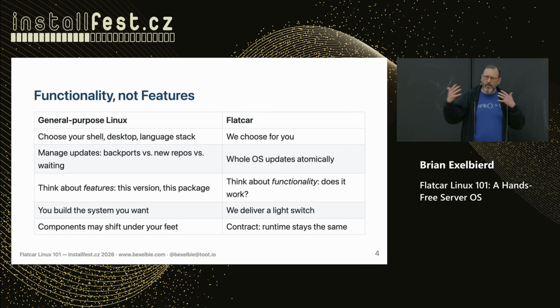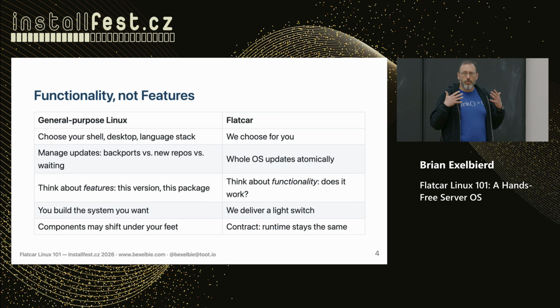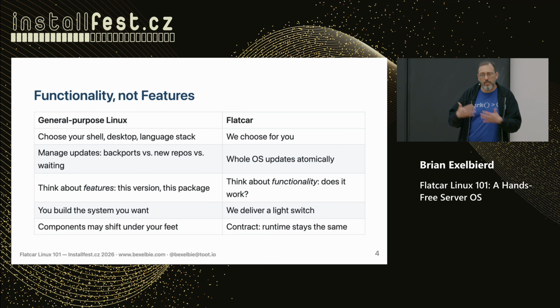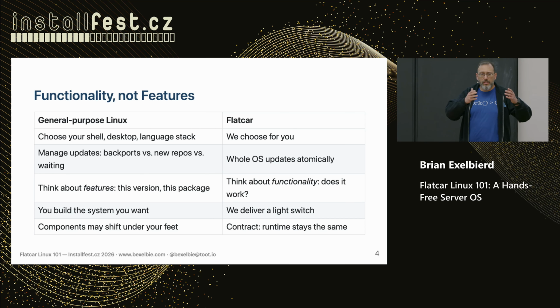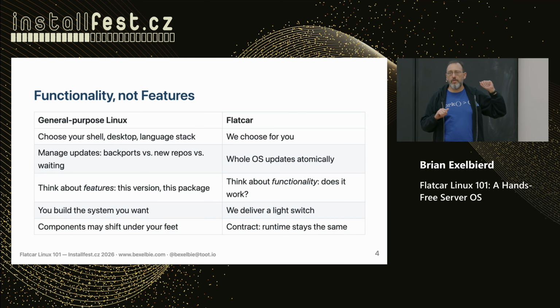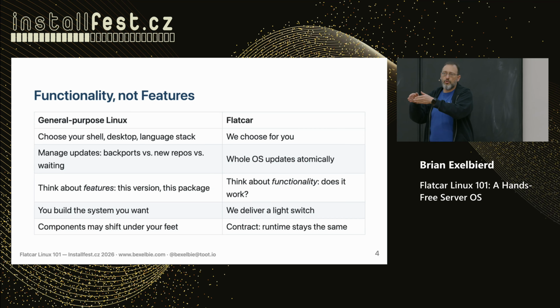So what is special purpose versus general purpose here, and what's the difference? In a general purpose operating system, you think about features. In a special purpose operating system, you think about functionality, and that's how we define Flatcar. In a general purpose OS, when you sit down to install it, you decide what shell you want, whether you want glibc or musl, do you want systemd or not, what desktop do you want? You choose all of those features.